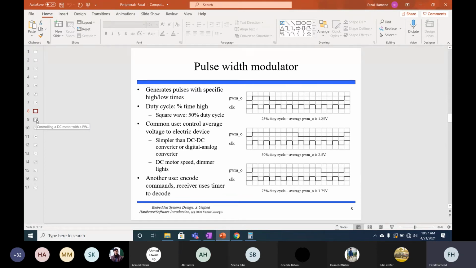जी बताएं बेटा. सर पल्स की लेंथ इंक्रीज या डिक्रीज कर देता है। Very good. You can increase or decrease the length of the pulse. What is the advantage of this pulse width modulator?